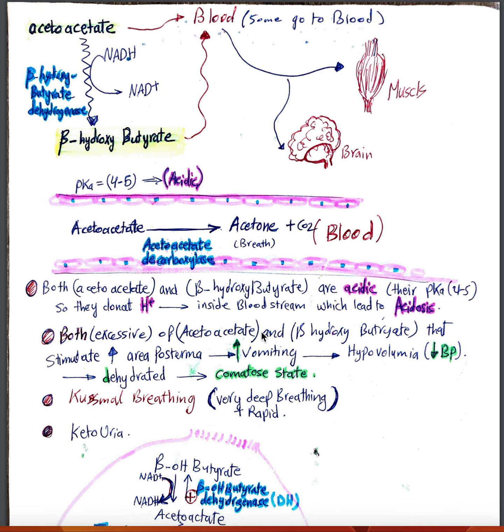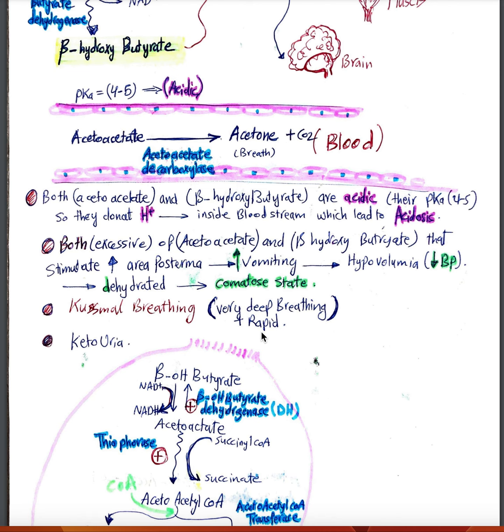Let's talk about some information about these. Both acetoacetate and beta hydroxybutyrate are acidic ketone bodies. We say ketoacidosis, so that means they are acids. Their pKa is 4 to 5, so they donate H positive protons inside the bloodstream, and that leads to acidosis. So if acetoacetate and beta hydroxybutyrate are above the normal level inside the blood, that leads to acidosis.